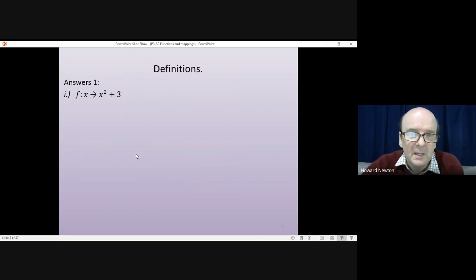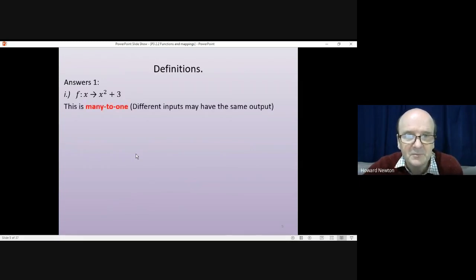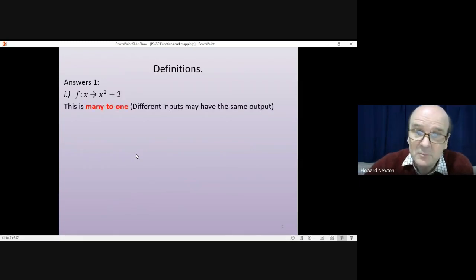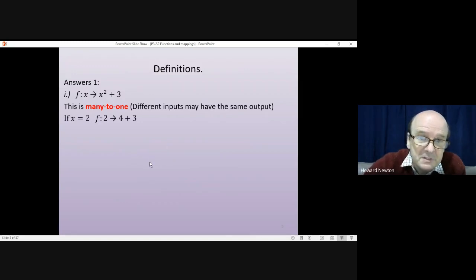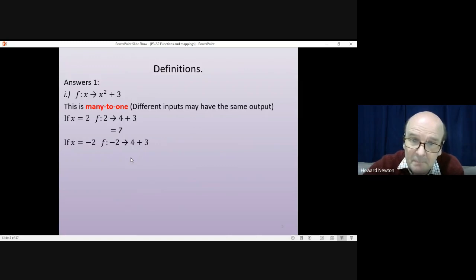The first one, f maps x to x squared plus 3. This is a many-to-one function. Different inputs can have the same output. So for example, if you put 2 into this function, then it would map to 2 squared, which is 4, 4 plus 3, which is 7. But if you put minus 2 in, exactly the same thing happens. Minus 2 squared is also 4, 4 plus 3 is 7. That's what many-to-one means. Two different inputs, but you get the same output.